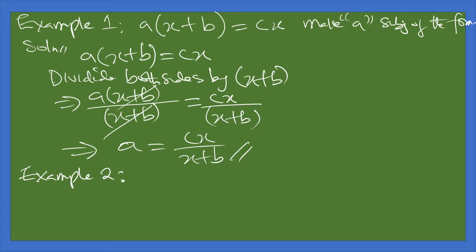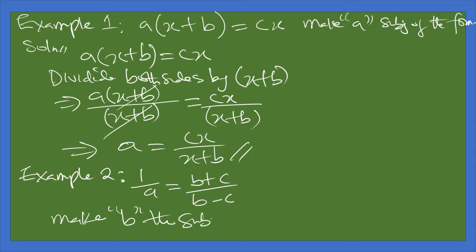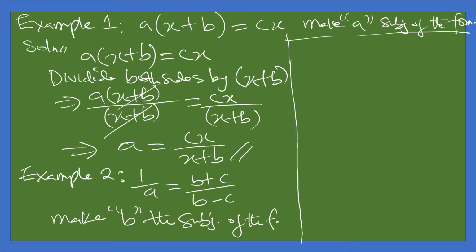Example 2: you have an expression as this: 1 over a is equal to b plus c over b minus c. Now they say make b the subject of the formula. Very simple. What do we do? We come to this end. We have 1 over a is equal to b plus c over b minus c. We want to make b the subject of the formula.